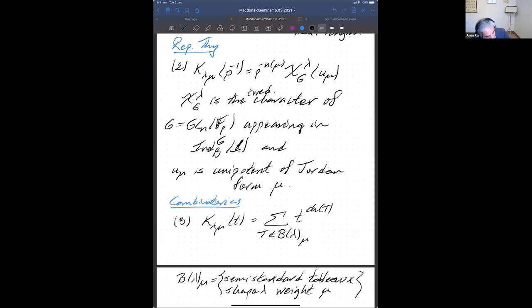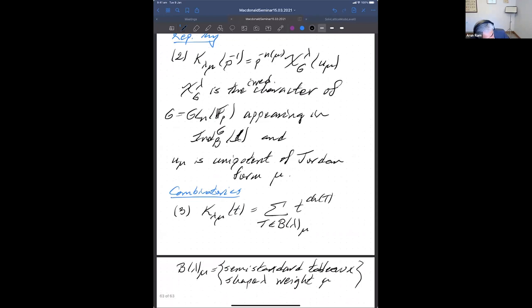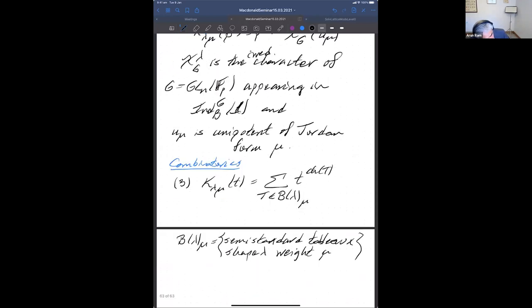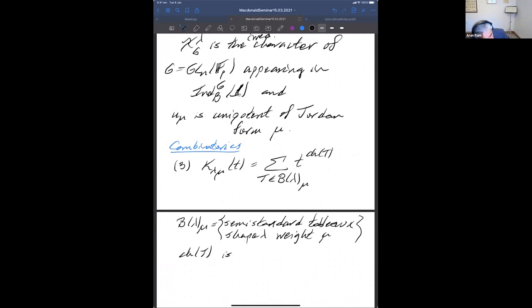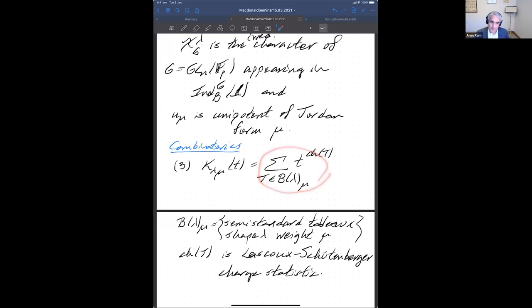And this charge is the Lascoux-Schützenberger statistic, the charge statistic. So I won't take time to describe this algorithm, but they have an algorithm for taking a tableau and counting some things in it and getting some number. And then it's a miracle that if you take the sum over tableaux of these t to the charge, that again gives you this Kostka-Foulkes polynomial.